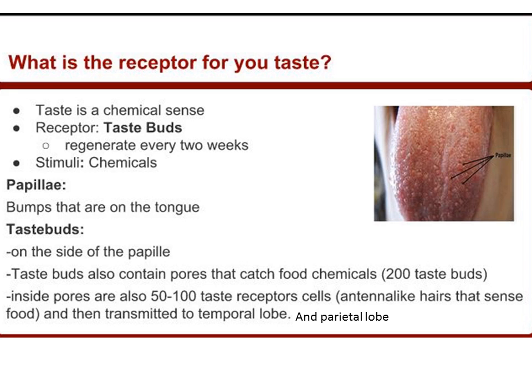Inside the pores are 50 to 100 taste receptors that are antenna-like hairs that sense food, and then they transmit it to the temporal and parietal lobe. So again, unlike the long process we talked about with hearing and seeing, there isn't that much of a long process with taste. You just have to know that the papillae have the taste buds on them, and the taste buds have little hairs inside of them, and that's where transduction takes place. Then they send that signal up to your temporal and parietal lobe.